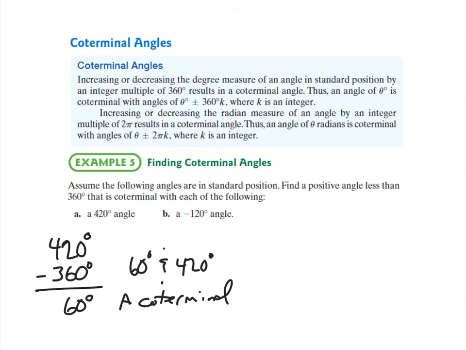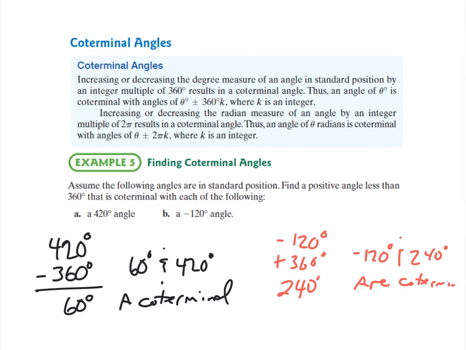For the second one, I have negative 120 degrees. And because I need to get to somewhere between 0 and 360, I need to add 360. So this gives me 240. So this tells me negative 120 and 240 are coterminal. Now, what I want you to keep in mind is sometimes you might have to add or subtract 360 more than once, but we didn't have to in this problem.